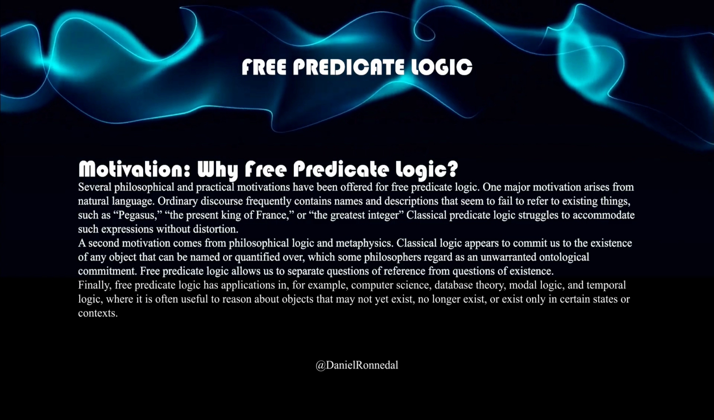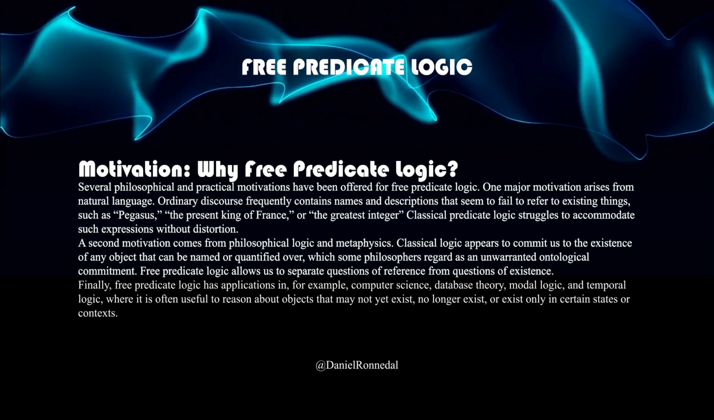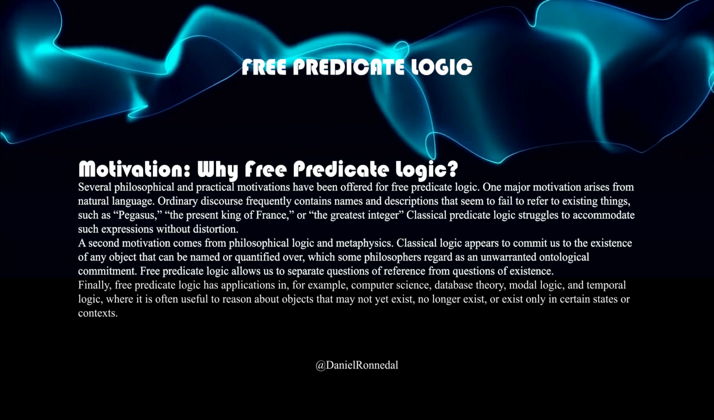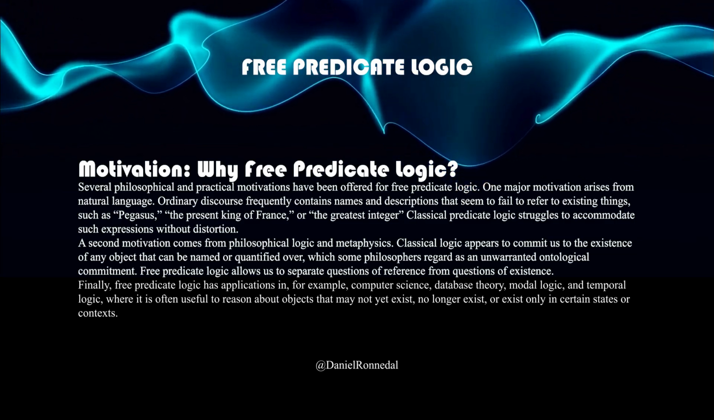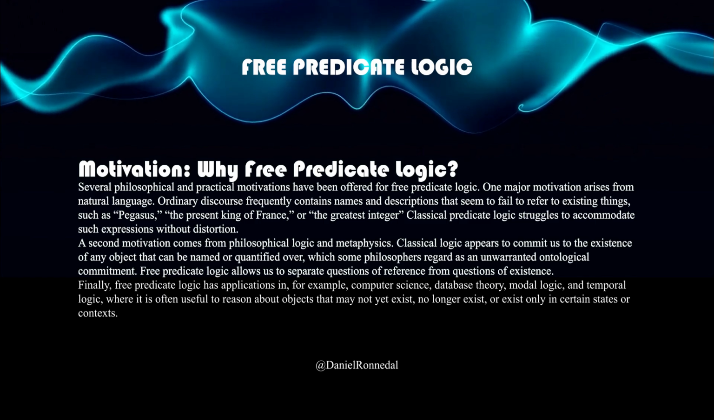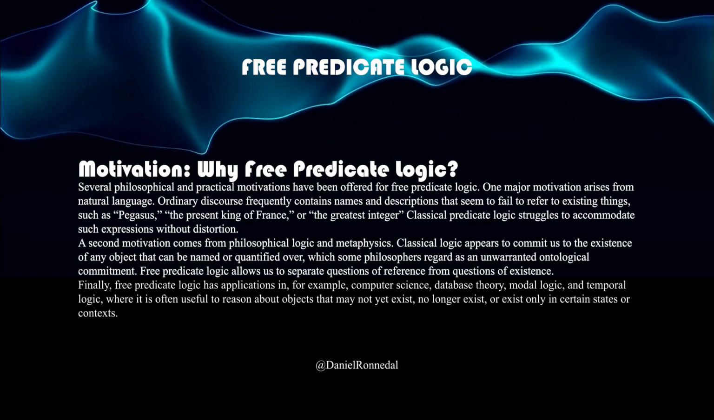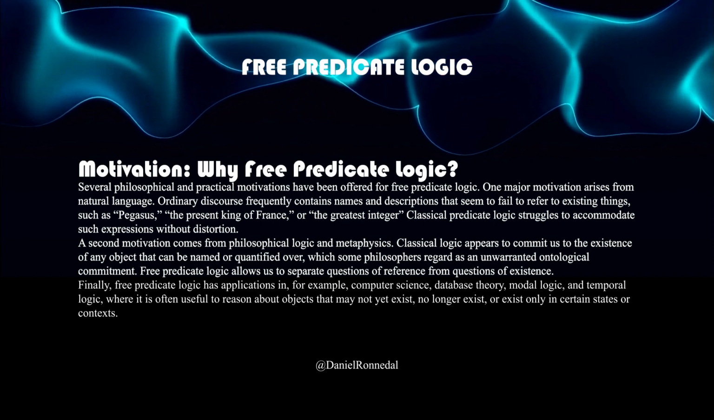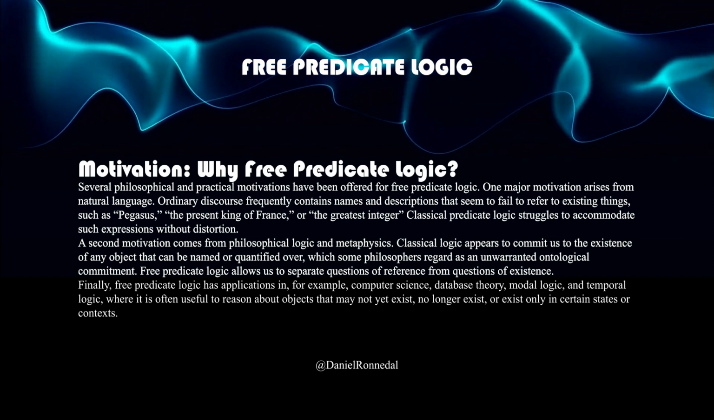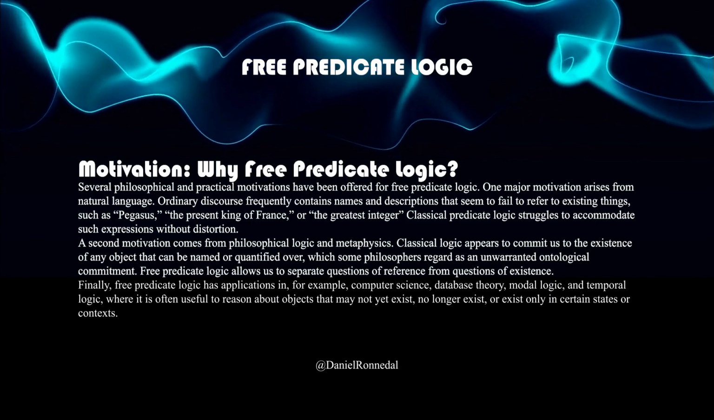Several philosophical and practical motivations have been offered for free predicate logic. One major motivation arises from natural language. Ordinary discourse frequently contains names and descriptions that seem to fail to refer to existing things, such as Pegasus, the present King of France, or the greatest integer. Classical predicate logic struggles to accommodate such expressions without distortion.